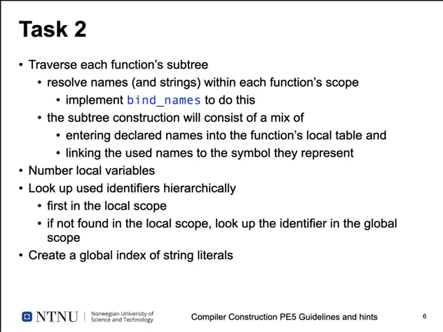So what we're doing here is essentially a bottom-up search of the tree to look up the identifiers, first in the local scope, and then we're going up and up until we reach our global scope in our program. And for our strings, we just create a global index of string literals to be able to find them later on.